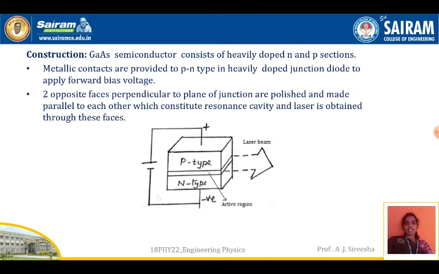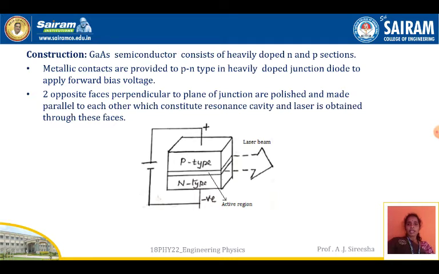If you look at the figure here, P and N-type materials are brought together to form a PN junction, which is heavily doped, and forward bias is applied to it. Forward bias means the P-type is connected to the positive terminal of the battery and N is connected to the negative of the battery. And two opposite faces perpendicular to the plane of the junction are polished and made parallel to each other, which constitute a resonant cavity, and the laser is obtained through the faces.